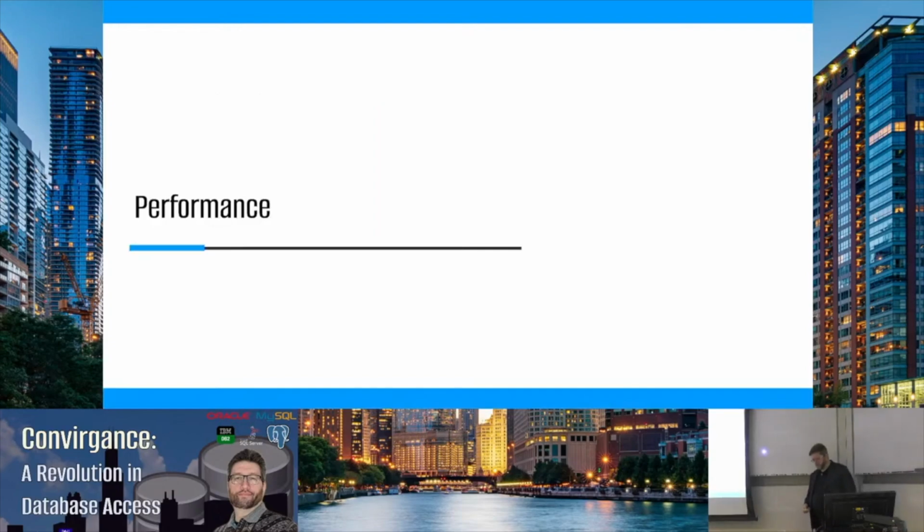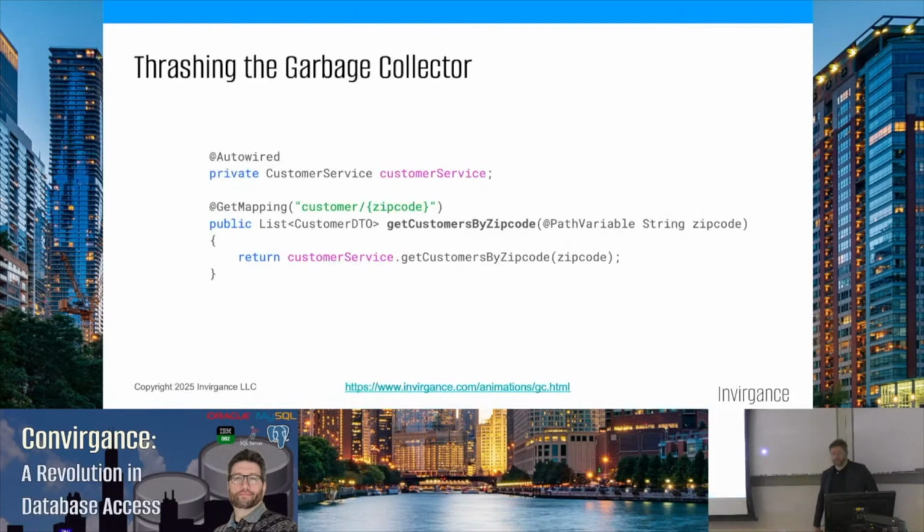So let's talk about performance for a moment. So this is pretty cool, but why, right? Why does this matter? Well, here's a very typical JPA endpoint. It's our zip code example again. There's a huge performance problem here. I know it's like no code, but there's a huge performance problem here.